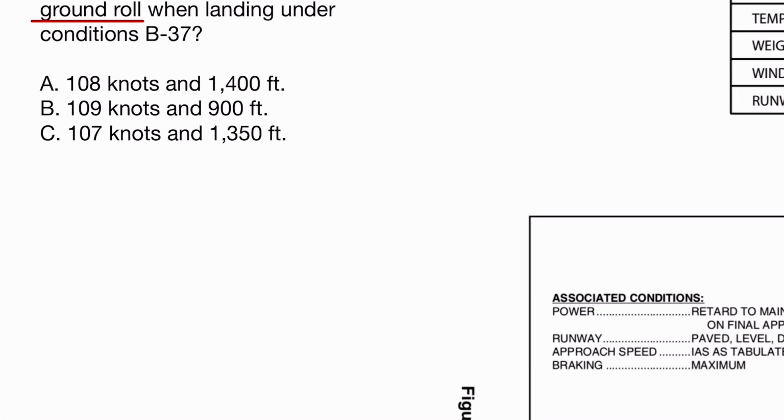So I'm going to look at my answers now. And you can already see that I have this answer B that is clearly not anywhere close. So I can just take that one out of the equation. And so I'm really deciding between 1,400 and 1,350. Here's where you have to interpolate.